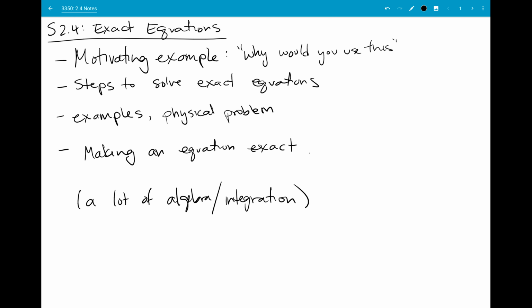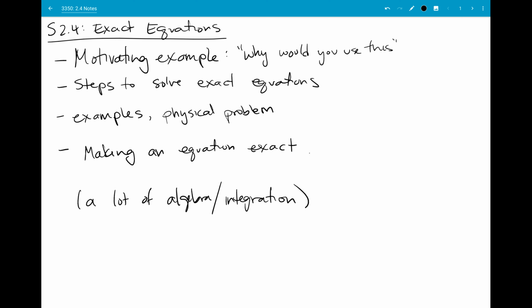So this set of videos is going to be about section 2.4, exact equations. We're going to look at a quick motivating example, kind of showing how you could already use this method and why you might want to. Then we'll look at the steps to solve this type of equation. After we have those steps, we'll work on some examples, including one of those physical problems that switches up the notation on us.